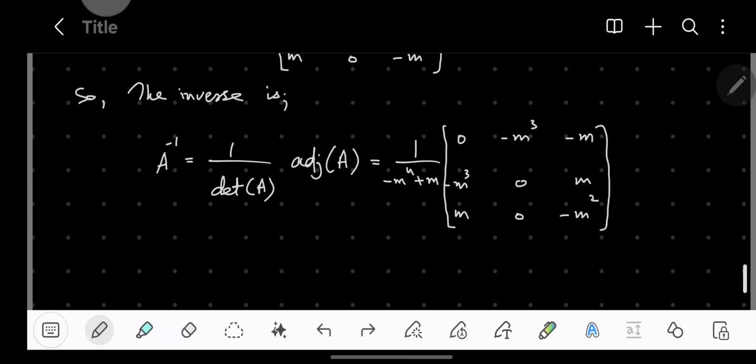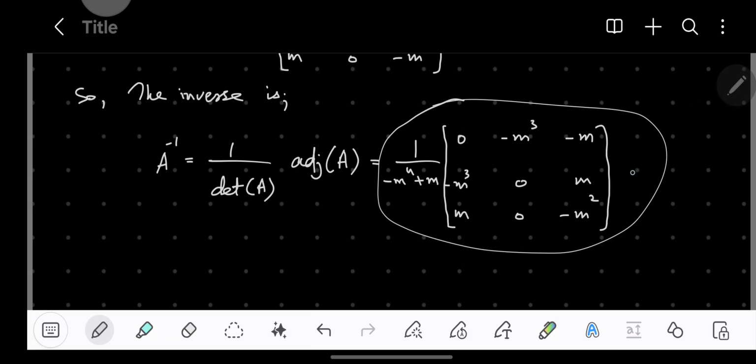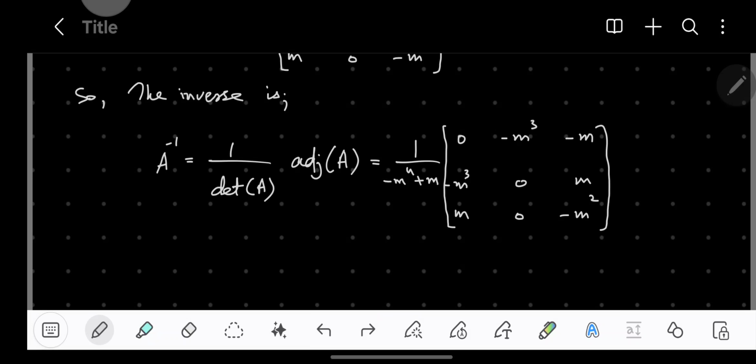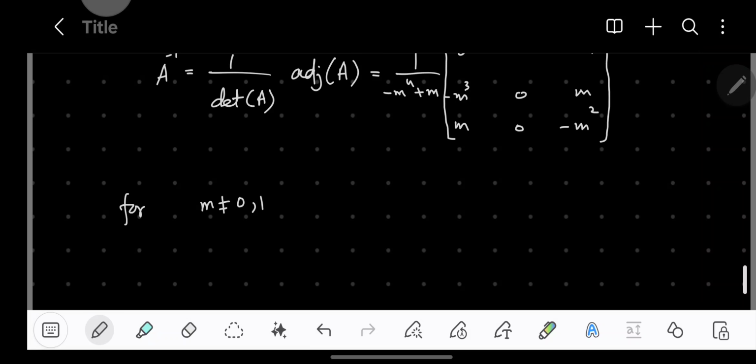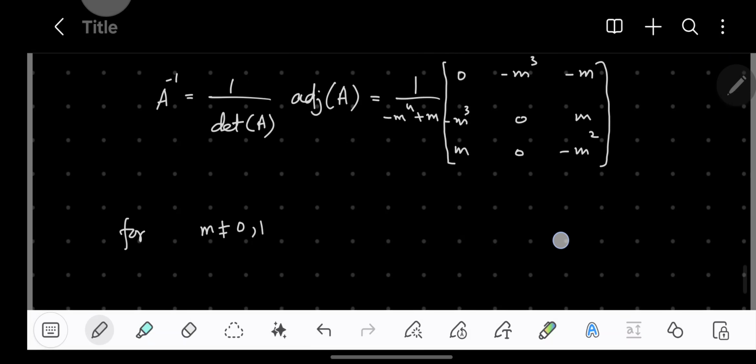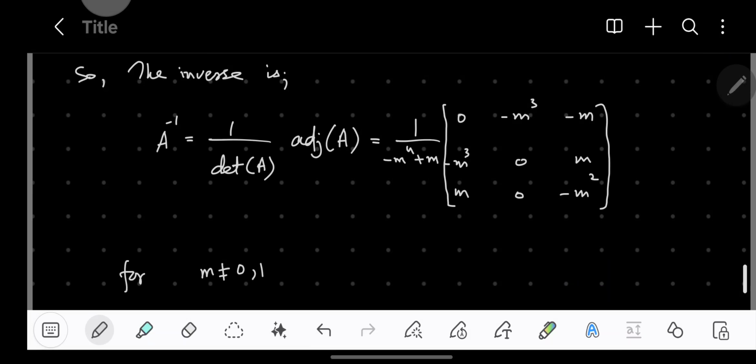Which was to be found, and this inverse can only exist if m is not equal to 0 or 1, because for those values the inverse of the matrix does not exist. So this is the end of the adjoint of the matrix. In order to find the inverse, we need the adjoint and the determinant. If you are able to find the adjoint and the determinant, you can easily find the inverse of the matrix. That's all.